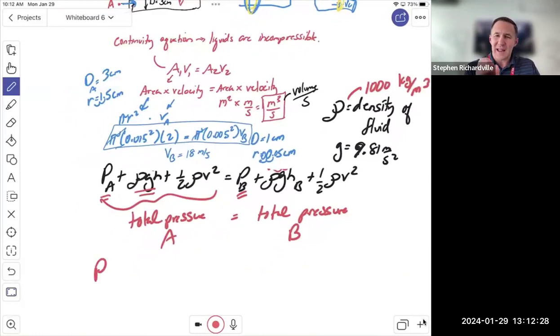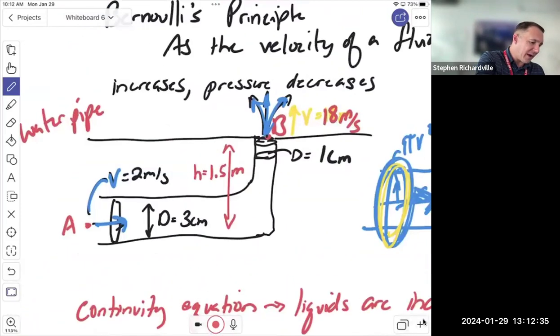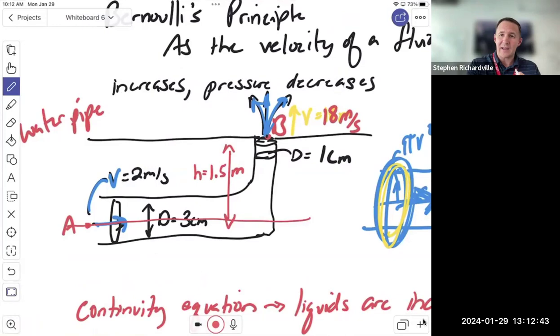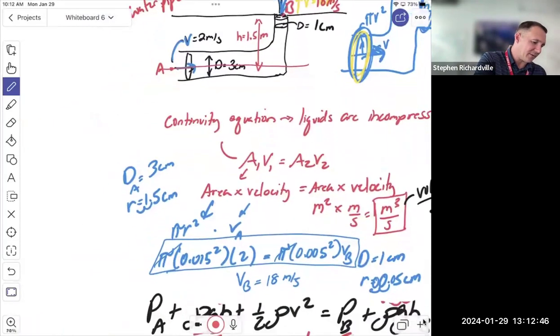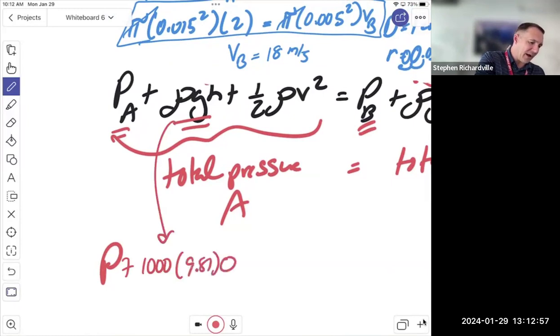Now, rho GH is interesting because that H, that height in rho GH, has to have a frame of reference. Well, guess what? I can make one of my heights 0 as long as my other height is consistent with that. So I could say, hey, look, the height at A is actually 0. Perfect. No problem. So plus 1,000, that's the density, 9.81 times 0 for my height, plus 1/2 times 1,000, that's the density of water, times the velocity. So there's the left side of my equation.